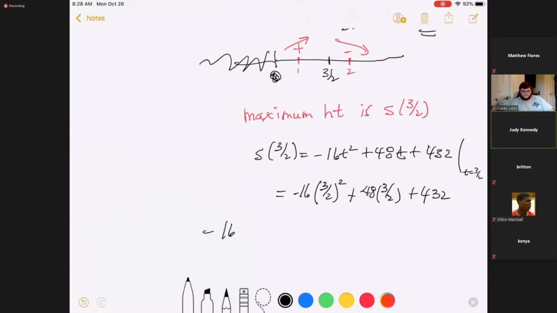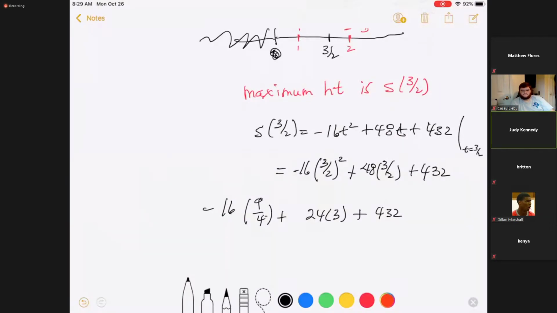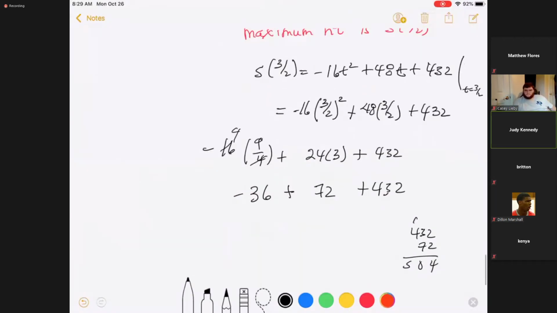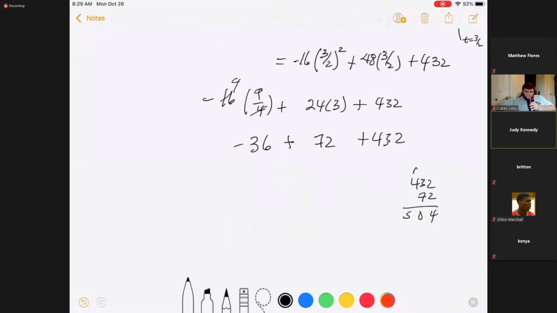That's minus 16 times 9 over 4. And then 48 over 2 is 24. And 16 over 4 would be 4. So this is minus 36. Check my arithmetic, please. Plus 72 plus 432. And let's see, let's add. That'd be 4, 10, 1 is 5. 432 plus 72.